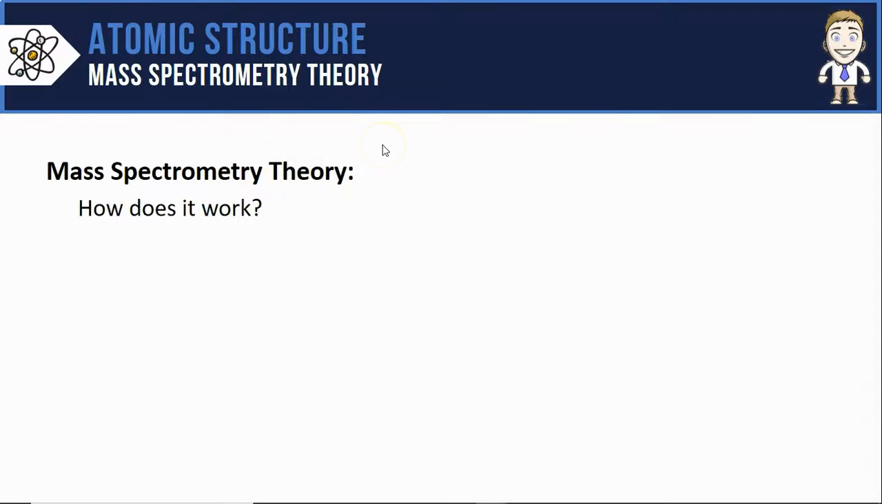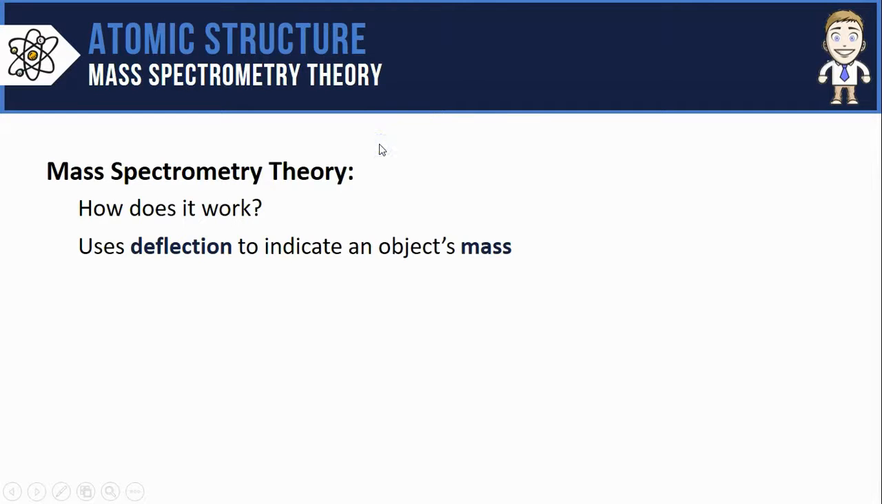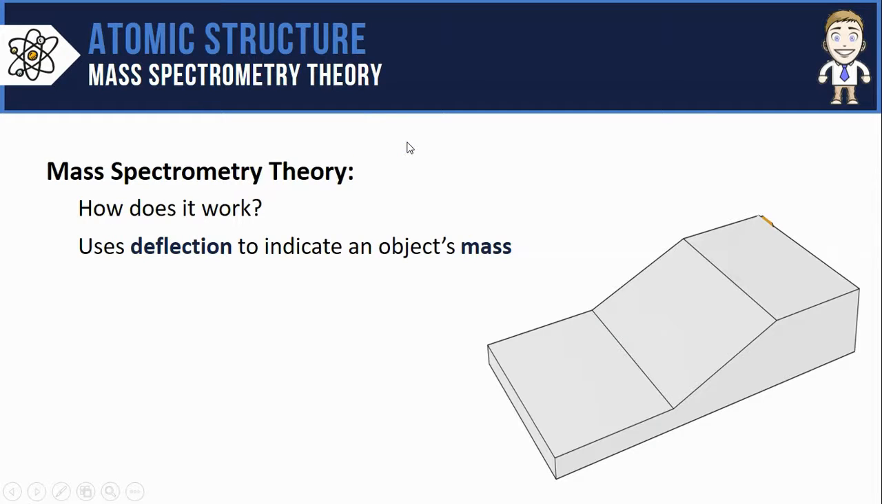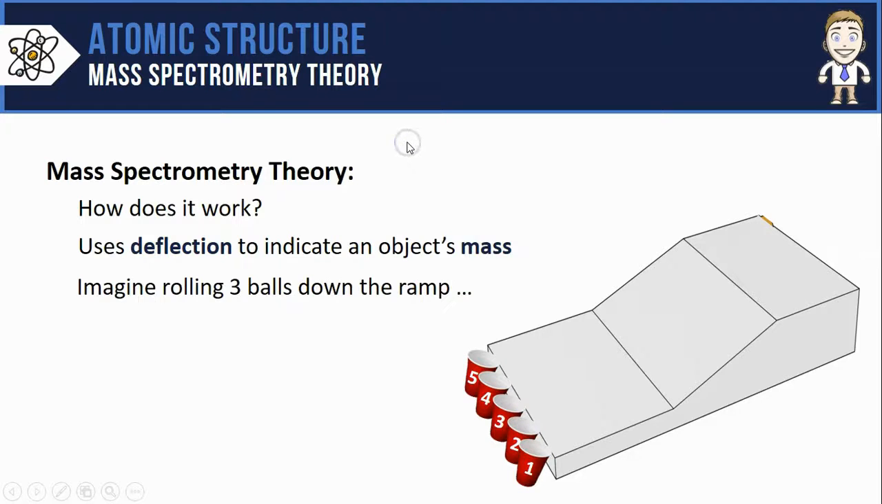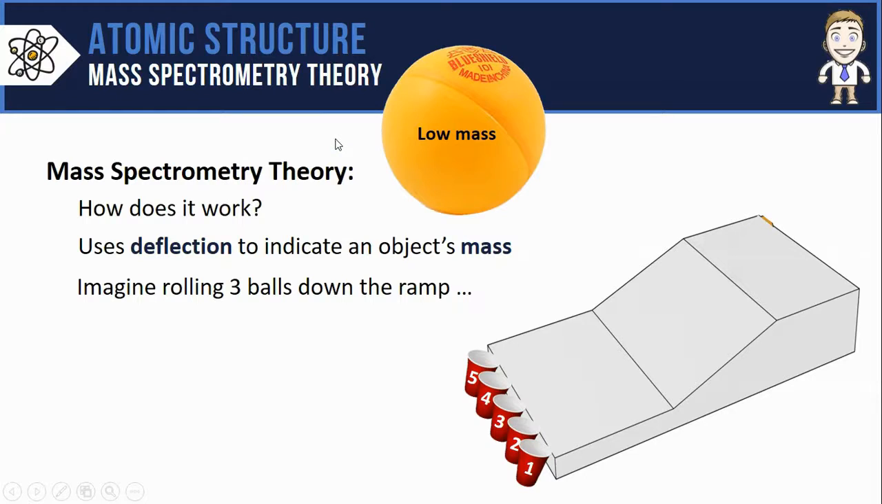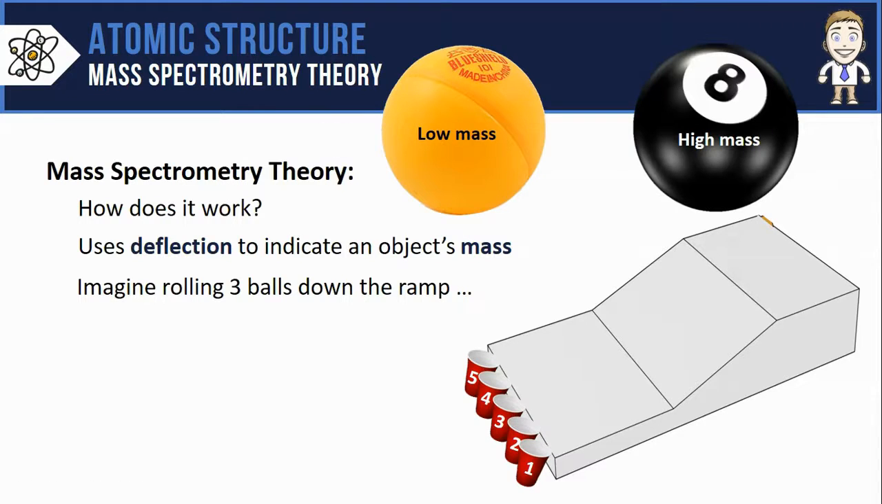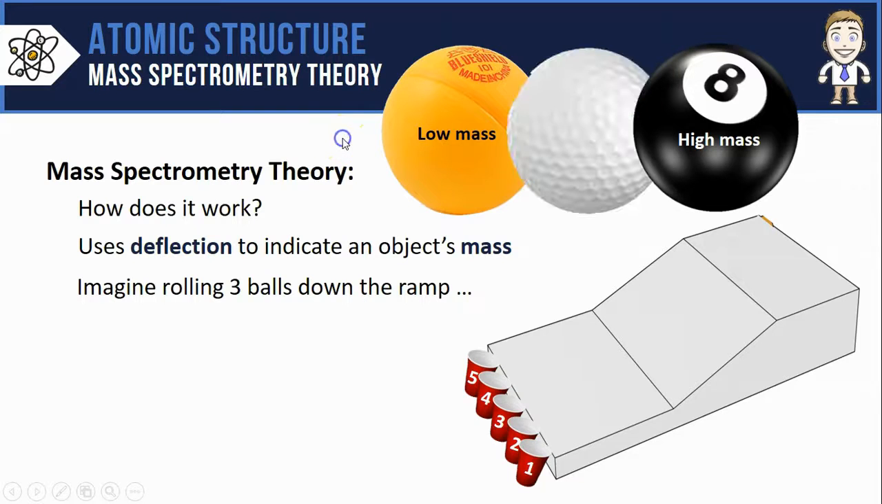So while those mass spectrometers are very complex instruments, they work on a pretty simple principle, and it's the idea that deflection can be used to indicate an object's mass. To see what I mean by that, imagine this ramp with some numbered cups at the bottom, and then imagine rolling 3 different types of balls down the ramp. We'll do one type of ball, let's say a ping pong ball with a very low mass, it's very light. Another ball with a very high mass, like this 8 ball, it's a little bit heavier, and then a golf ball that's somewhere in between.